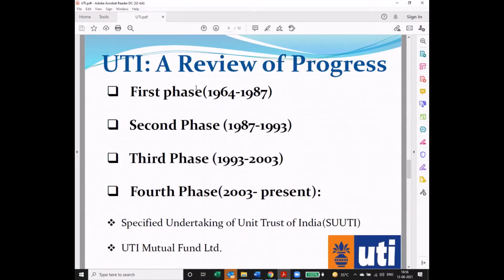Unit Trust of India had four phases. The first phase started in 1964 till 1987. It was a slow growth period, and people started investing into the unit schemes of UTI, and fewer schemes were there till 1987. 1987 to 1993 was a changeover period when Unit Trust of India also suffered some losses. But it was expecting the change in the economy, the change in liberalization, privatization, globalization policy of the country, and so on.